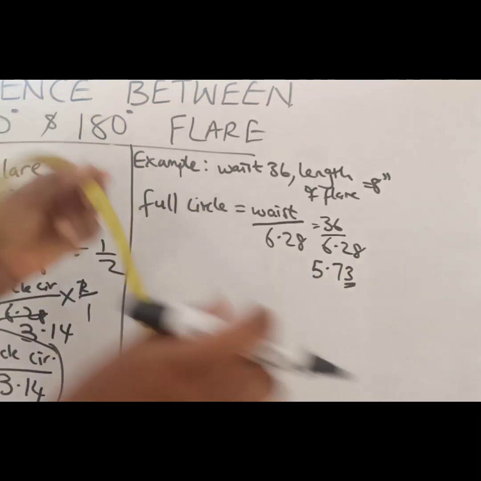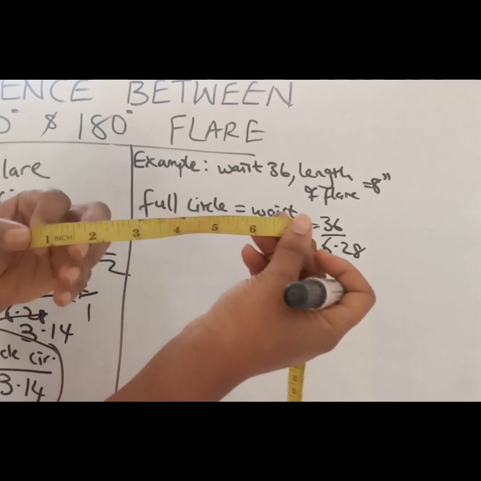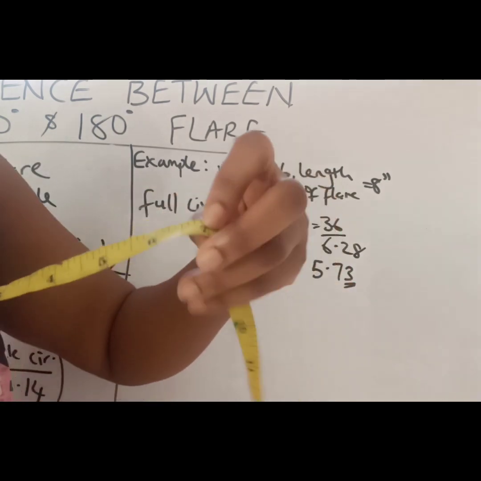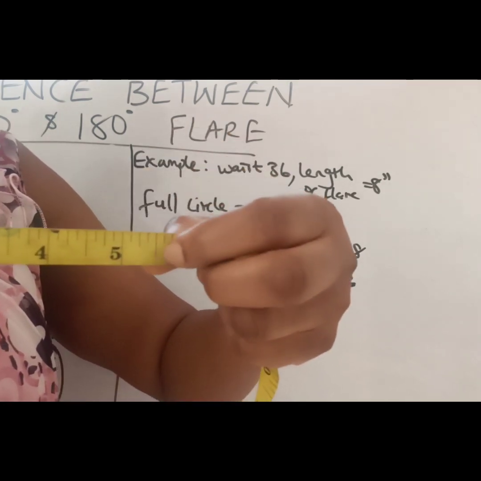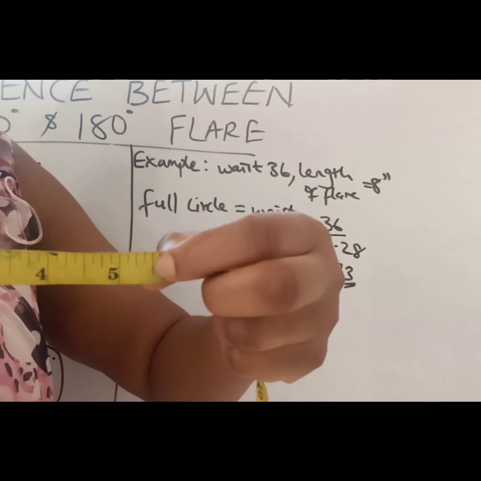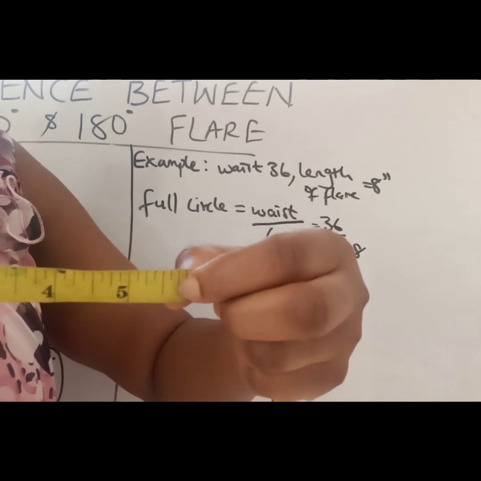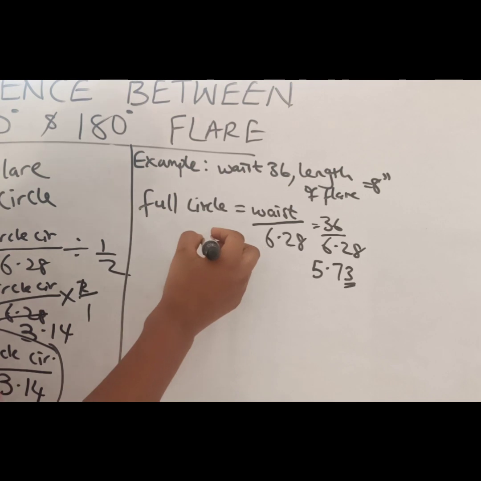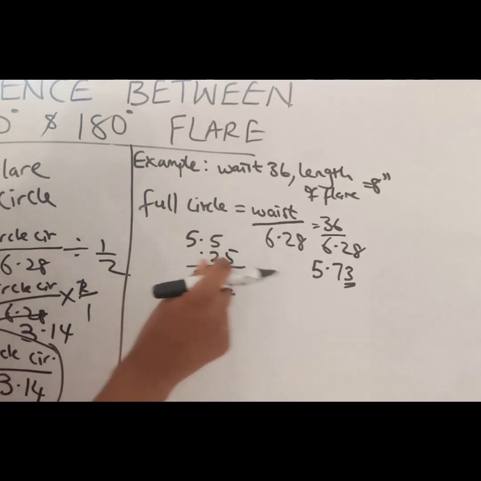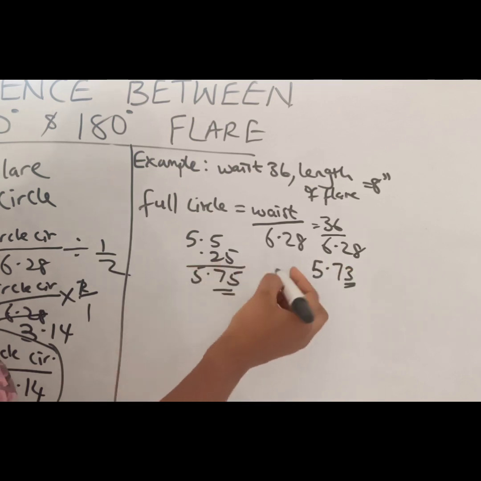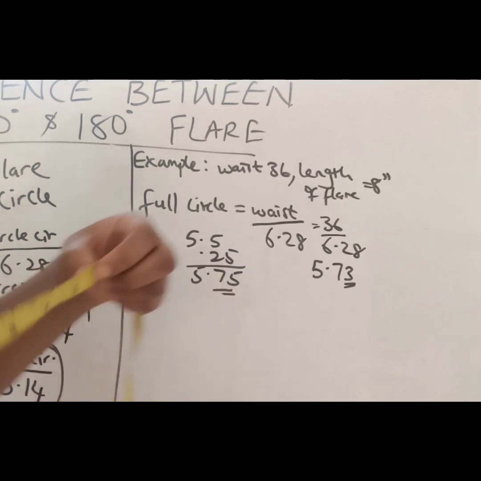So on the tape, I've taught us how to read the tape. On the tape, this is 5, this is 5.5, and the next part is 0.25. So if you add 5.5 and now add 0.25, you are going to have 5.75. It is easy to mark this on the tape. So we'll be making use of 5.75.